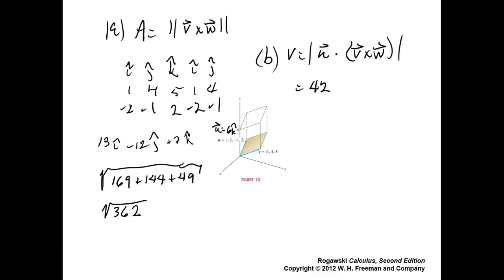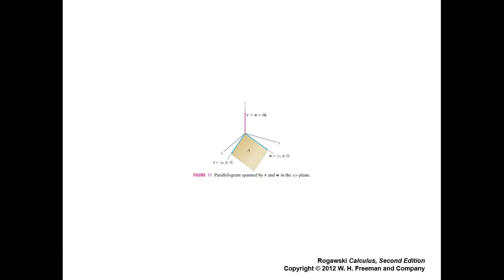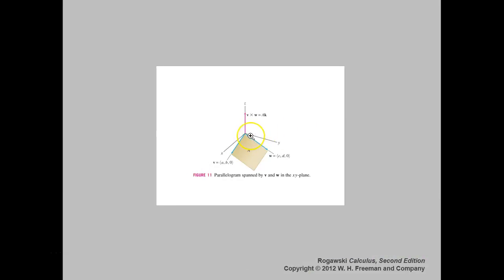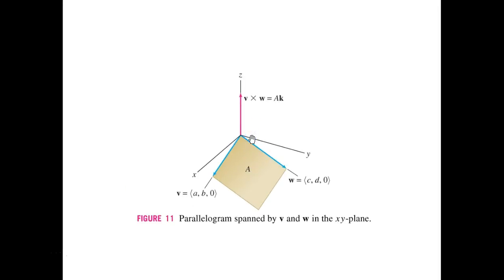Now, I'm trying to see what this next slide is, and I'm having trouble following what this is. This has nothing to do with what we just did. We compute the area A of a parallelogram spanned by vectors V1, V2, and W.